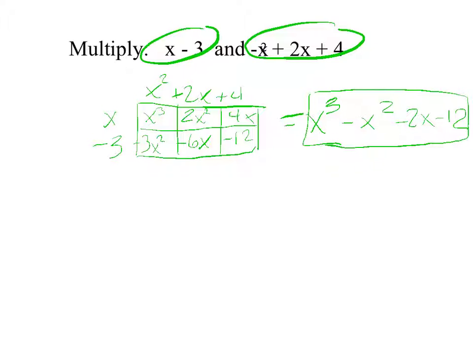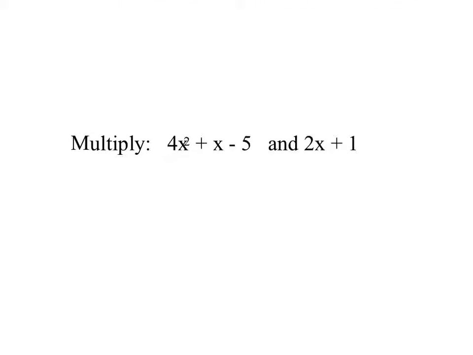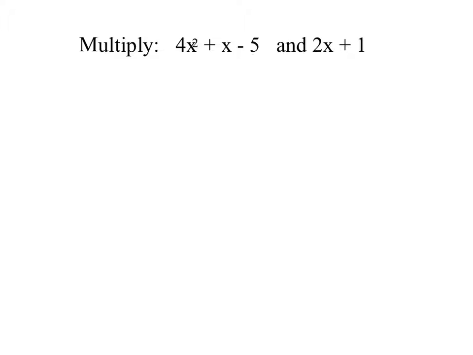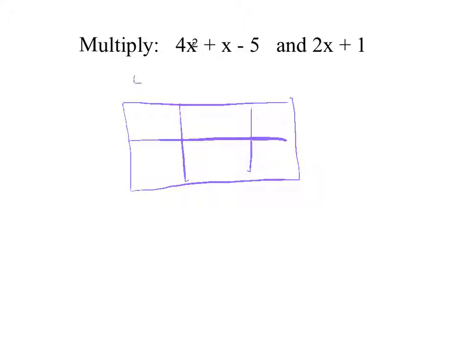And that's what we're going to keep on doing as we go here. We just keep setting up boxes that can fit all of it and multiply it together and see what we have in the box. So again, this is going to be a 3 by 2 again. The 3 is for the 4x squared plus x minus 5, and then the 2 is for the 2x plus 1. And so now we go ahead and multiply on the top row there.